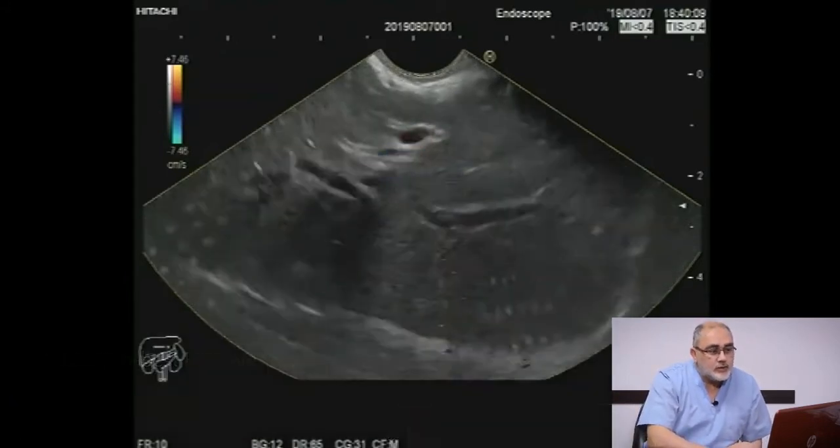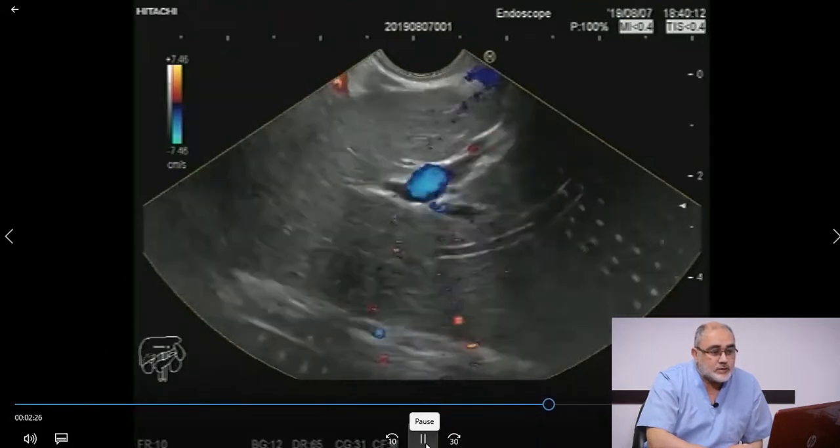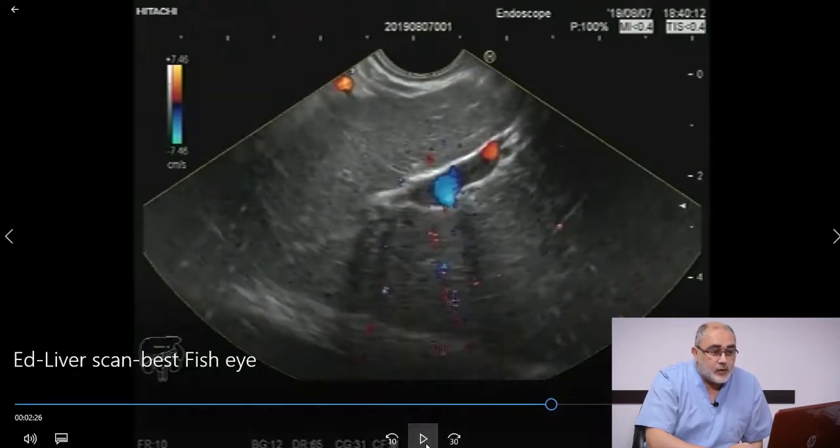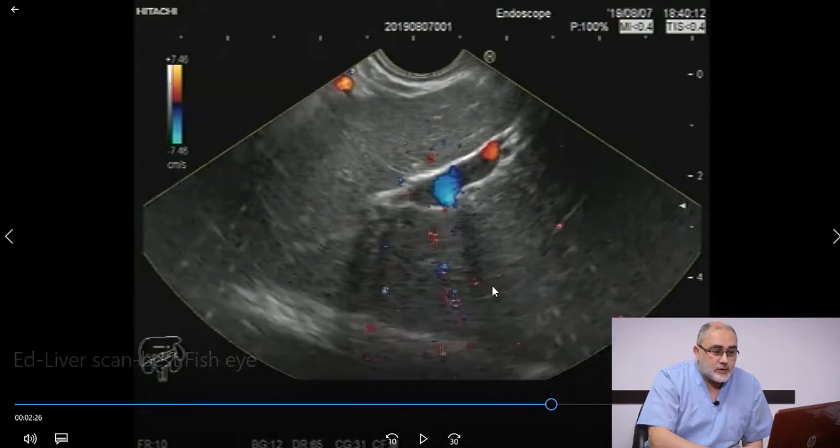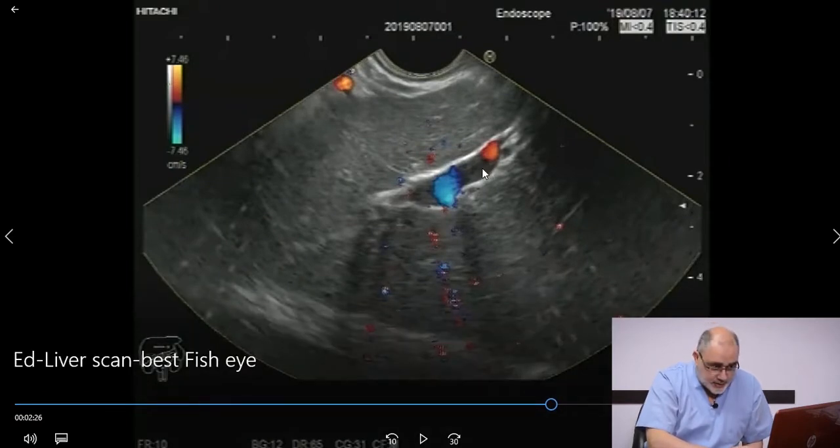Okay. Now we'll continue to go to someplace else. We will push the echo endoscope forward to go to what is known as the fish eye appearance. The fish eye appearance is the left portal vein. Here, this is the left portal vein, by simply pushing the echo endoscope while we are visualizing the middle hepatic vein.